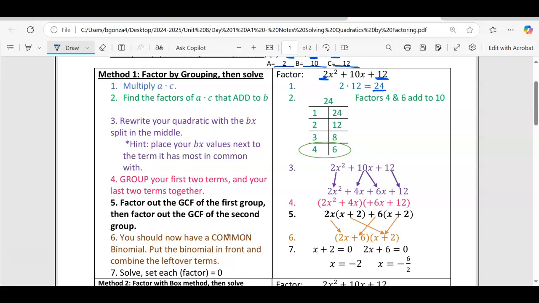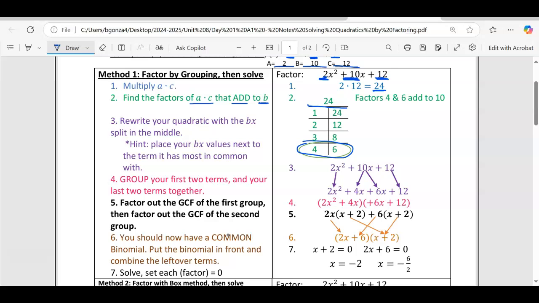Step 2, you need to find all the factors of that number you just figured out. So 24, I'm going to make a little table and figure out what numbers multiply to make 24. And out of all those numbers, which one adds to make the middle term b, which is positive 10? So out of these four, which of these four add up to make 10? Well, it's going to be 4 plus 6.